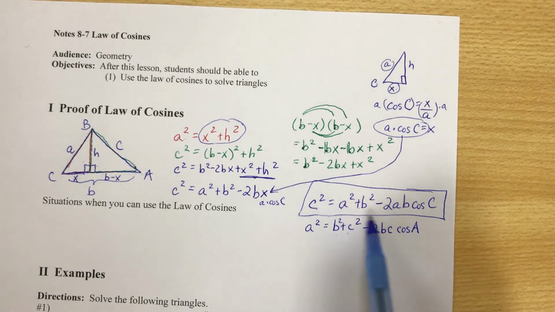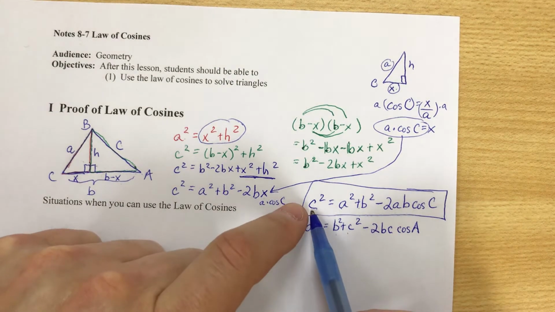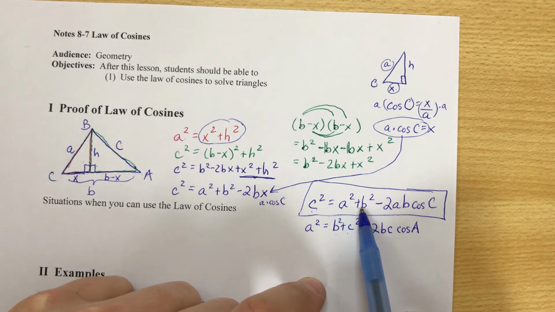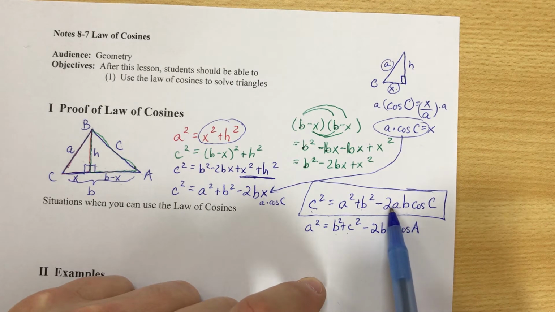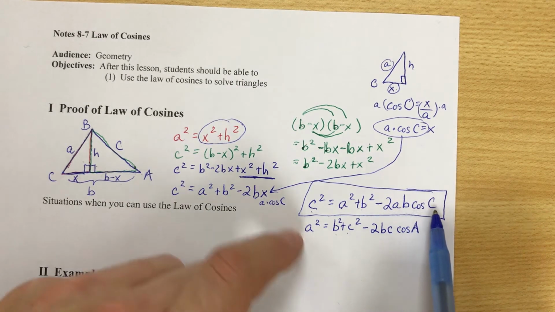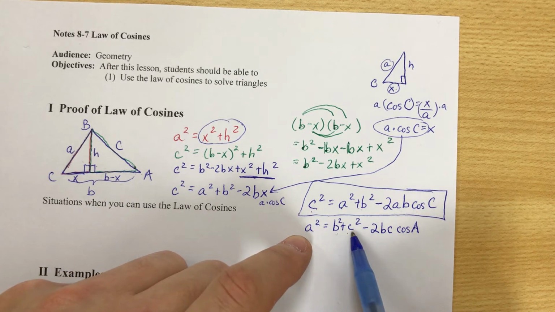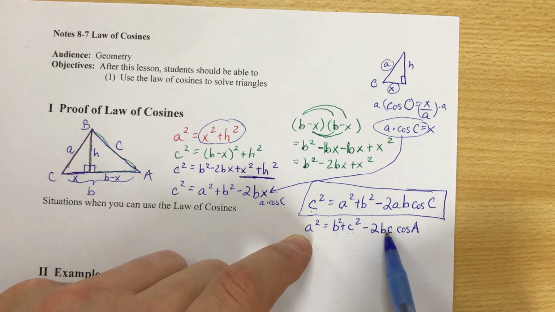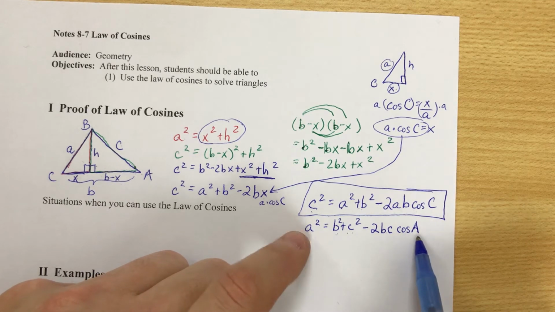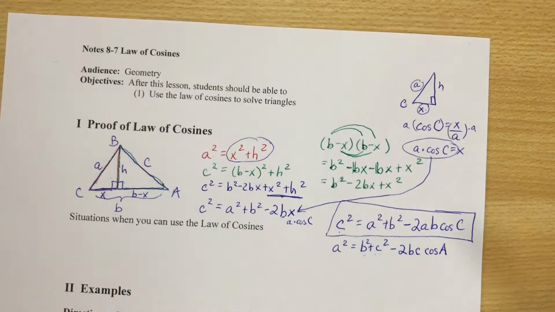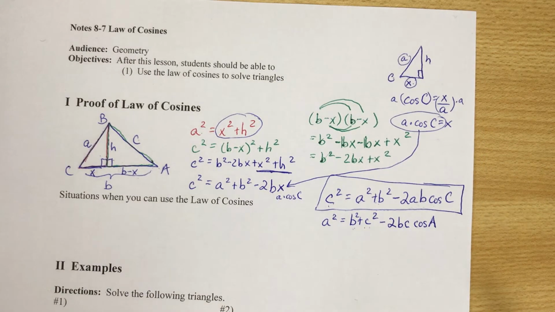So there's a pattern to this. c squared equals a squared plus b squared, and then it's minus 2 times a times b times the cosine of this angle. And here, b squared plus c squared minus 2 times b times c times the cosine of this angle. All right, so again, it looks complicated, but once you do it a few times, it's not that bad.